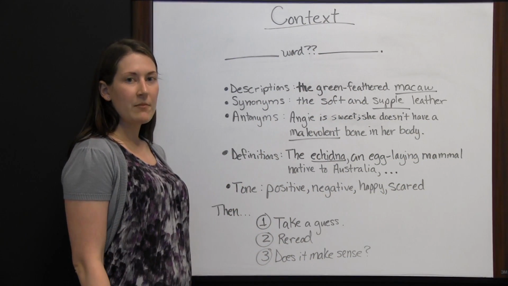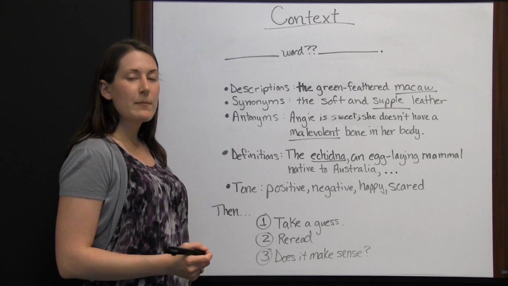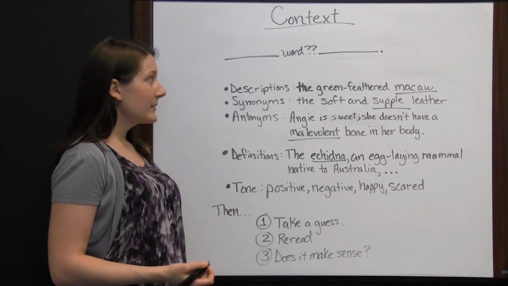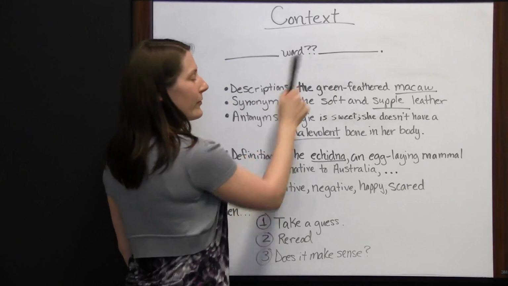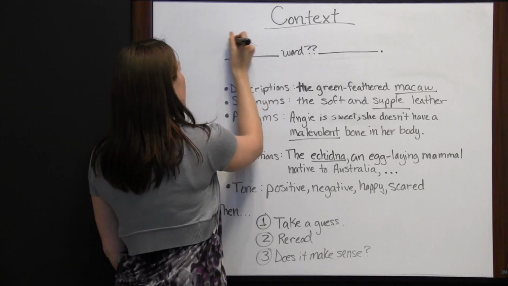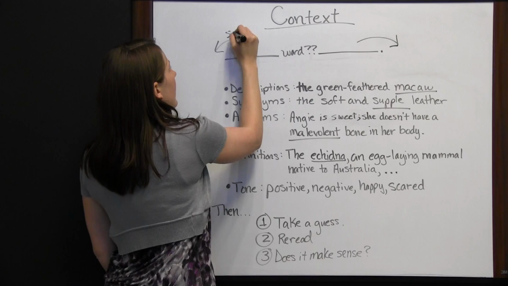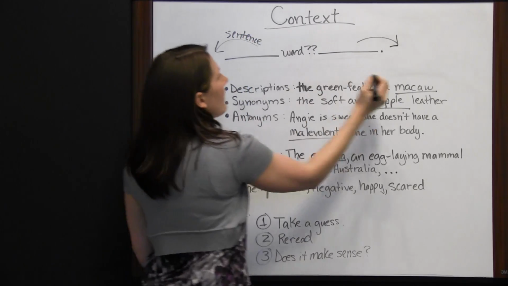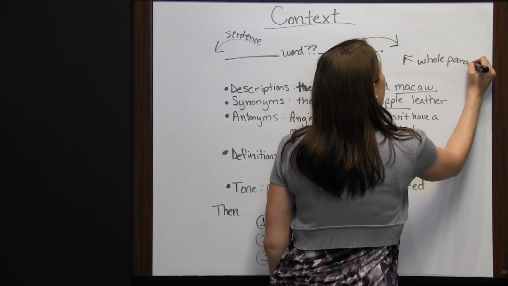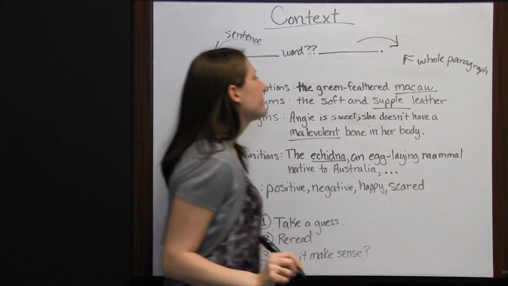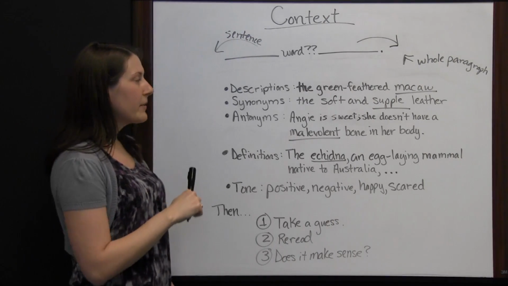Context. Sometimes when you're reading and you come across a word that you don't know, you can use context clues to make an educated guess as to what the word means. Now, when you're looking at the word you don't know, you don't want to just look right before and after the word. You usually want to look at the sentence before and the sentence after. And sometimes you even have to look at the whole paragraph to get an idea of what that unfamiliar word means. Now, there are some clues that we can look at to help determine what the word means.